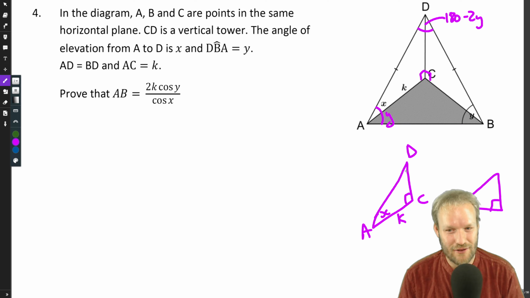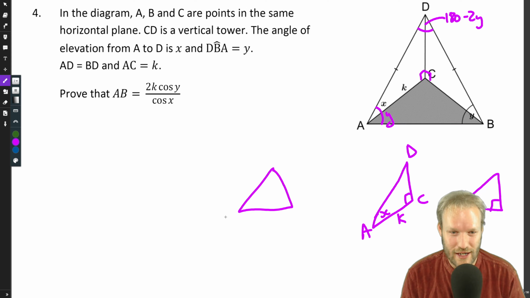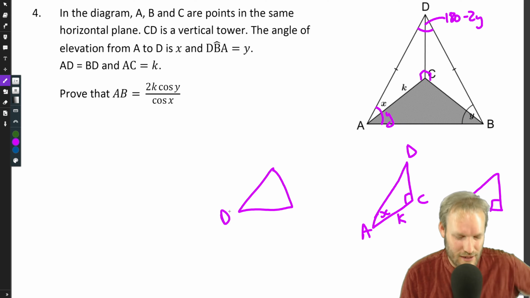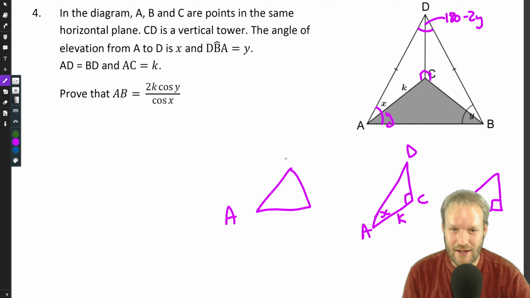So the line now that's joining, can you see DA is in this triangle, and the little scribble triangle we did earlier was ADB.